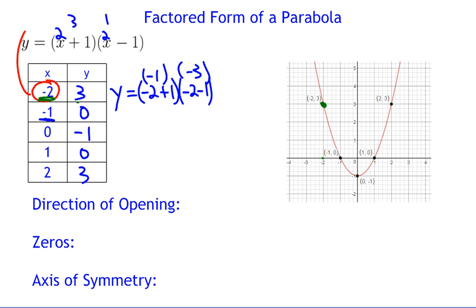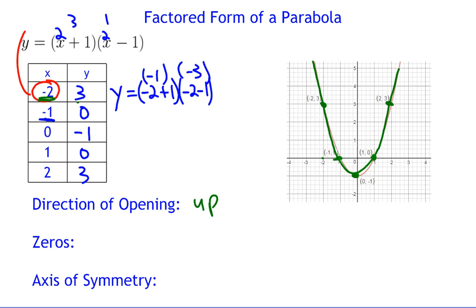We do the same thing for the other points. When x is negative 1, y is 0. When x is 0, y is negative 1. When x is 1, y is 0. And finally, when x is 2, y is 3. Nice smooth curve through the points, and we have our parabola. We can identify some characteristics about this parabola. So in this case, the direction of opening, this parabola opens up.